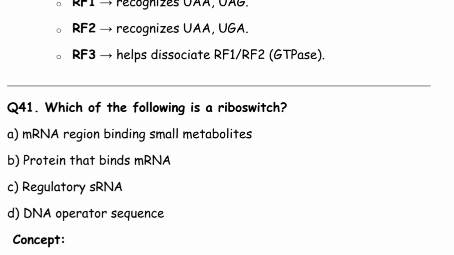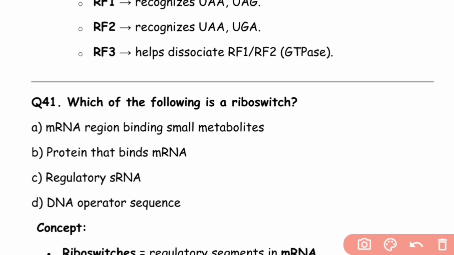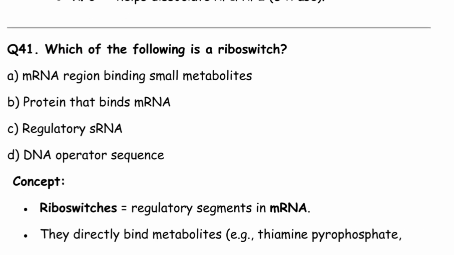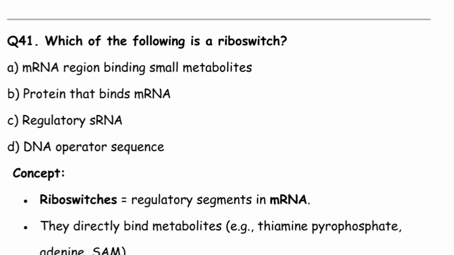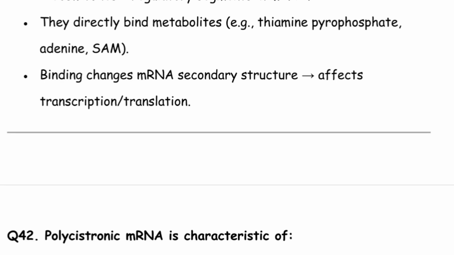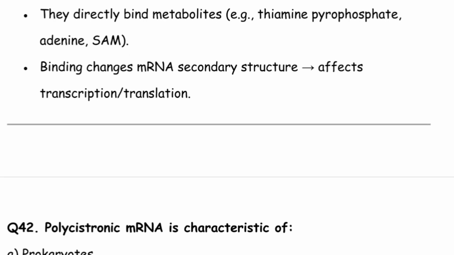Which of the following is a riboswitch? A. mRNA region binding small metabolites. B. Protein that binds mRNA. C. Regulatory sRNA. And D. DNA operator sequence. Correct answer is A, mRNA region binding small metabolites. Now what are riboswitches? Riboswitches are regulatory segments in mRNA. They directly bind metabolites. Binding changes mRNA secondary structures, which ultimately affects transcription and translation.